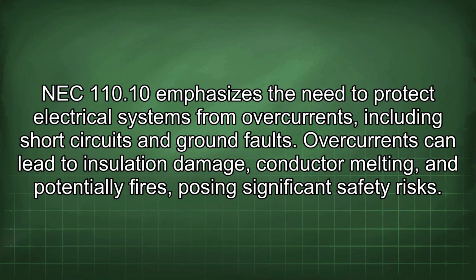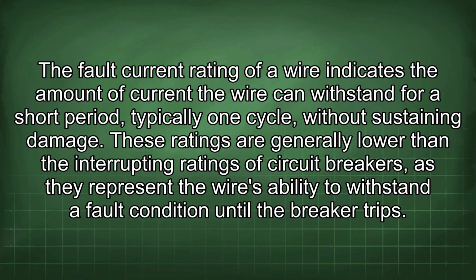NEC 110.10 emphasizes the need to protect electrical systems from overcurrents, including short circuits and ground faults. Overcurrents can lead to insulation damage, conductor melting, and potentially fires, posing significant safety risks. The fault current rating of a wire indicates the amount of current the wire can withstand for a short period, typically one cycle, without sustaining damage. These ratings are generally lower than the interrupting ratings of circuit breakers, as they represent the wire's ability to withstand a fault condition until the breaker trips.